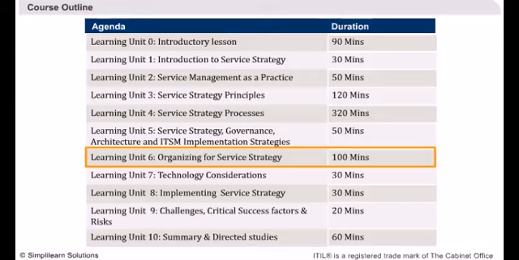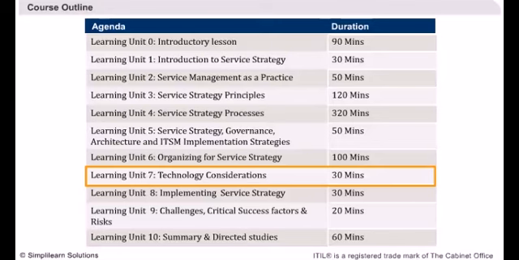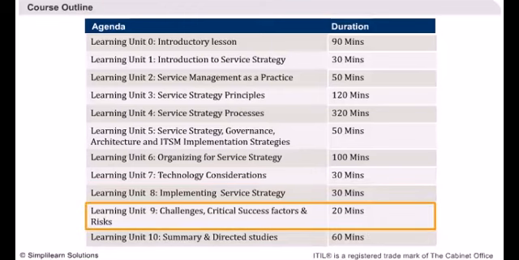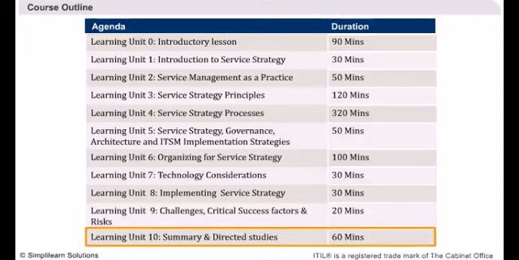It also talks about the ability to create an organizational design using the relevant development and departmental methods. Learning Unit 7. This learning unit covers the technology considerations for service strategy, including service automation, analytics, and technology interfaces. Learning Unit 8 discusses developing implementation strategies that follow a lifecycle approach, for example, design, transition, operation, and improvement programs. Learning Unit 9 talks about the ability to provide insight and guidance for strategic challenges, risks, and critical success factors. Learning Unit 10 is all about summary and directed studies.